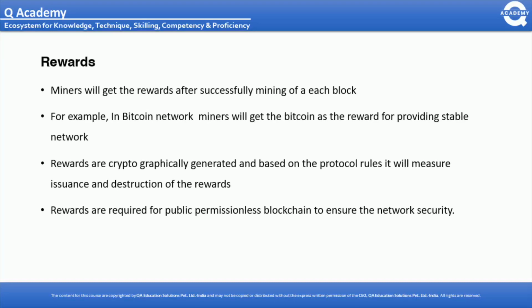Rewards. Miners will get rewards after successfully mining each block. For example, in the Bitcoin network, miners will get Bitcoin as the reward for providing a stable network. Rewards are cryptographically generated, and based on the protocol rules, it will measure issuance and destruction of the rewards. Rewards are required for a public permissionless blockchain to ensure network security.